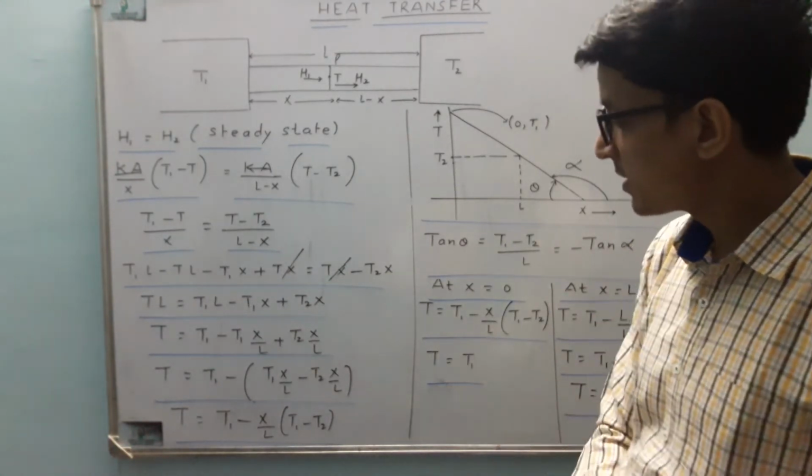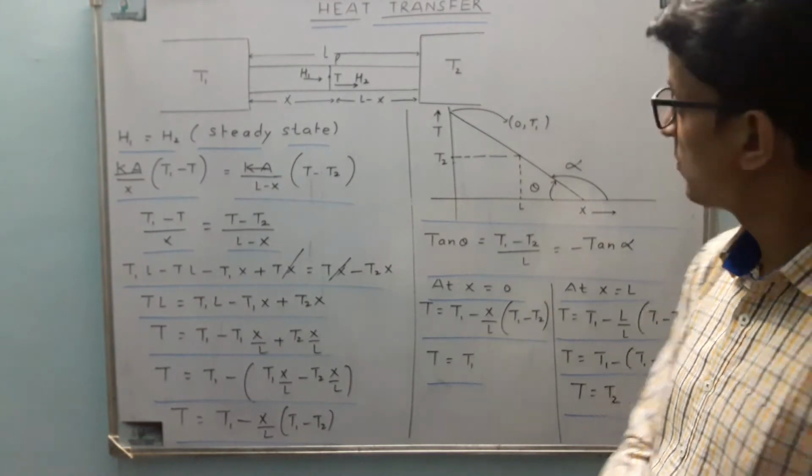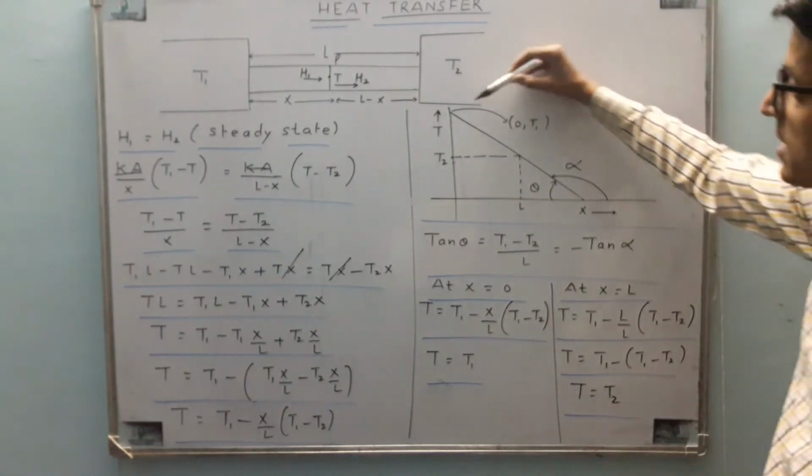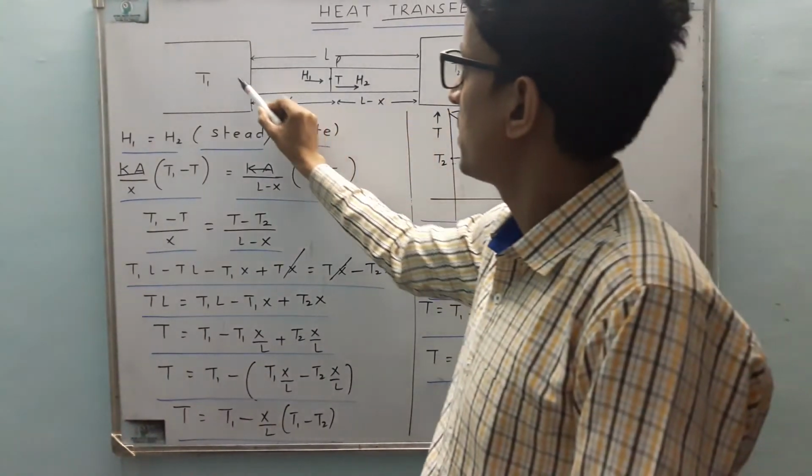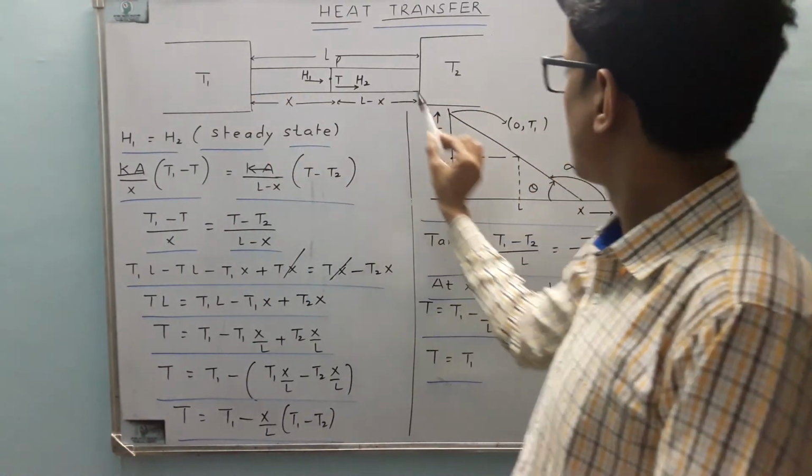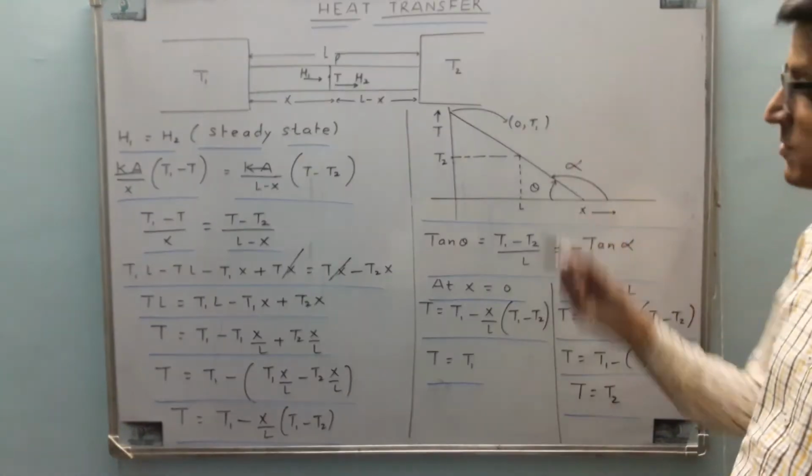So this is a straight line curve with positive intercept and negative slope. So the graph will be like that. At X equal to 0, temperature is T1, and at X equal to L, temperature is T2. So this will be the graph.